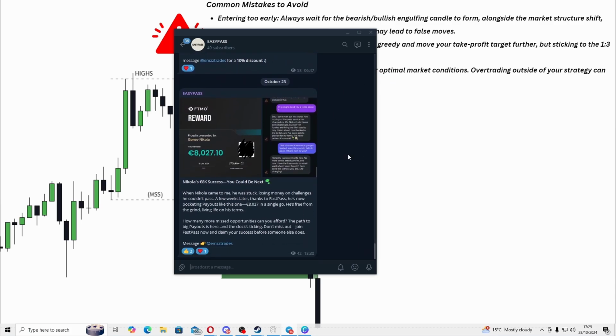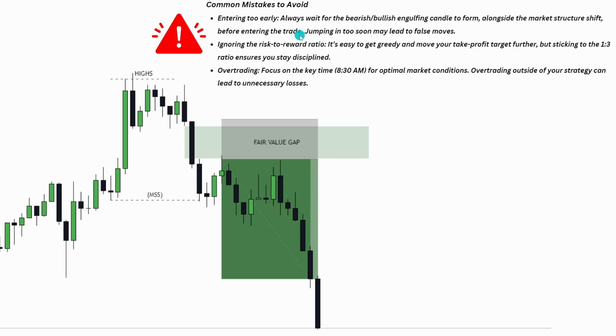All right, but anyway, let's continue with the video. Don't enter too early and always wait for the bullish/bearish engulfing candle to form. Also, do not ignore the risk to reward ratio. I know it can be greedy, but you need to stick to the 1 to 2.5 to 1 to 3 and stay disciplined. Make sure you don't overtrade. Also focus on the key time, 8:30, for optimal market conditions. Overtrading outside this strategy can lead to really, really bad losses, and I don't want that happening to you. But let me just show you on a chart example right now.